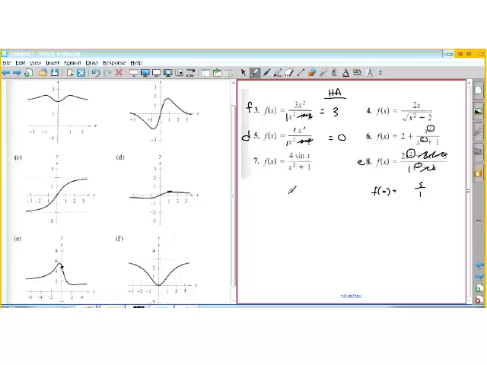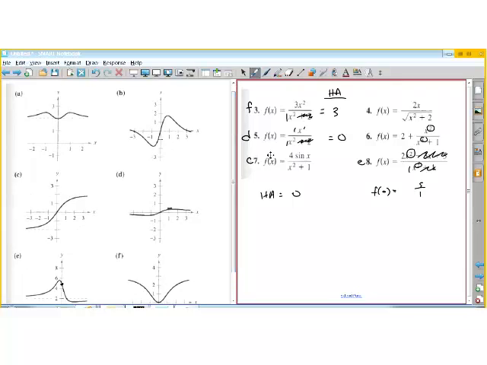This is 4 times the sine of x over x squared plus 1. So what's the limit here? Well, this just goes between -1 and +1. This goes to infinity, so it's going to approach 0. So the horizontal asymptote of this one is 0. And there's 2 that have kind of a periodical nature to them. Well, really there's only one. If you put x equals 0 in, you get 4 times the sine of 0 over 1, which is 0. So that looks like this is C.